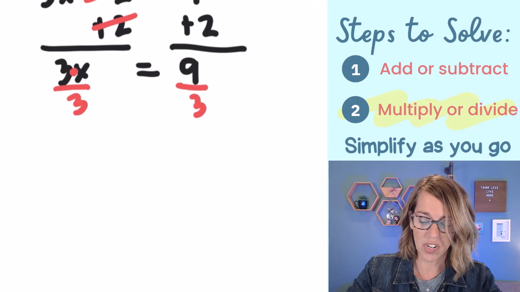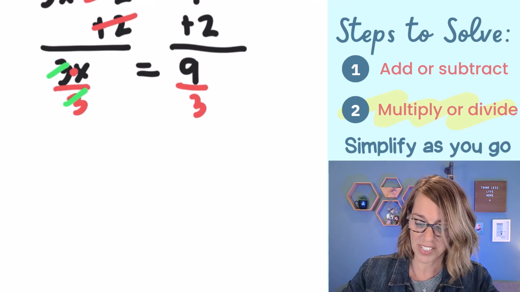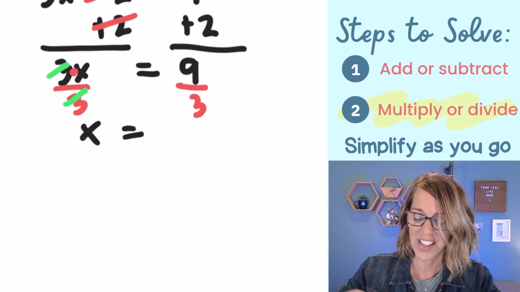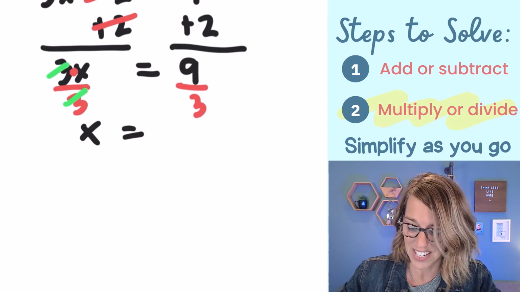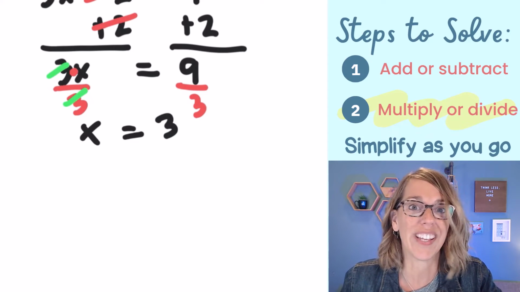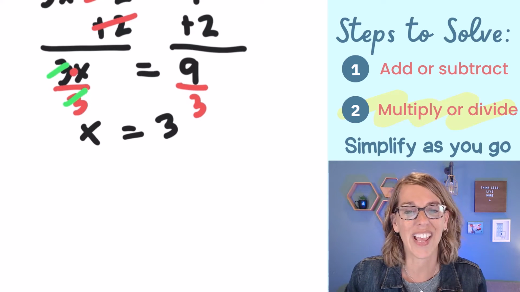Once I've done that division, I can cancel. 3 divided by 3 is 1. That leaves me with just x on the left-hand side, which is exactly what I wanted. And then 9 divided by 3 is equal to 3. This should be my solution, but the great thing about equations is we can check every single answer.